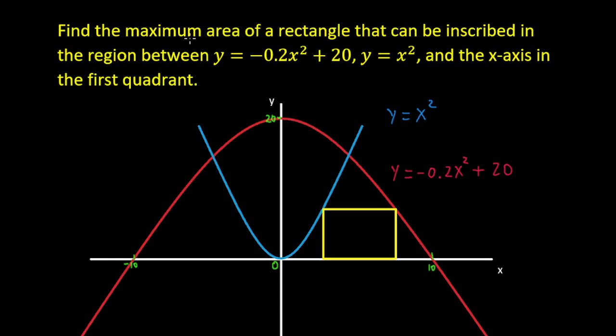Let's find the maximum area of a rectangle that can be inscribed in the region between y equals negative 0.2x squared plus 20, y equals x squared, and the x-axis in the first quadrant.